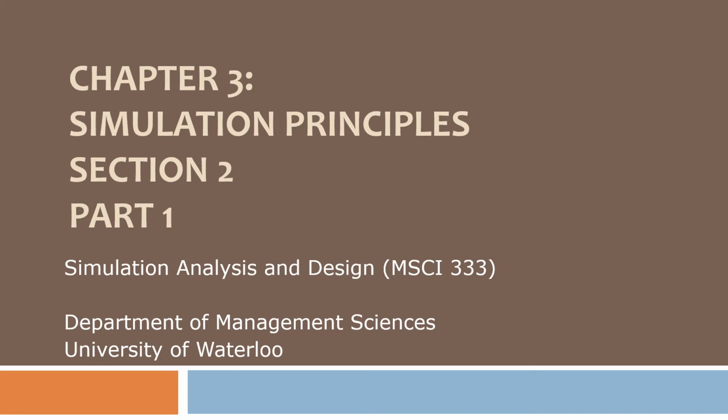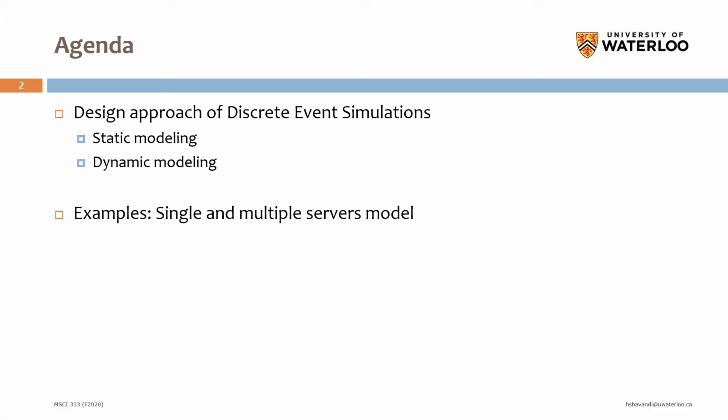Hi everyone, let's start section 2 of chapter 3, and this is part 1 video. In this section, we will have the design approach of discrete event simulation. We will see how we can formulate a discrete event system in terms of discrete event simulation. It will be done through two steps, static modeling and dynamic modeling, and we'll have two examples in this section.